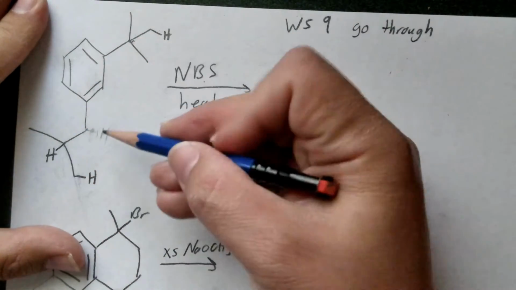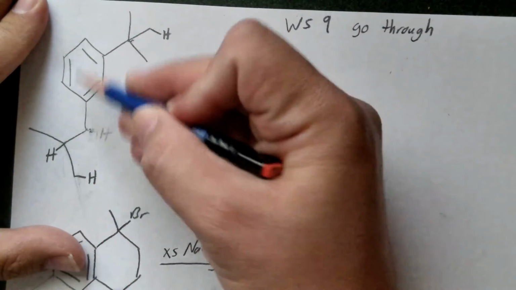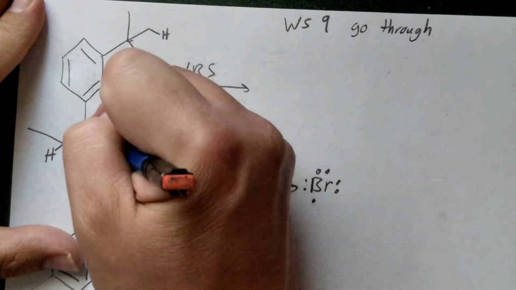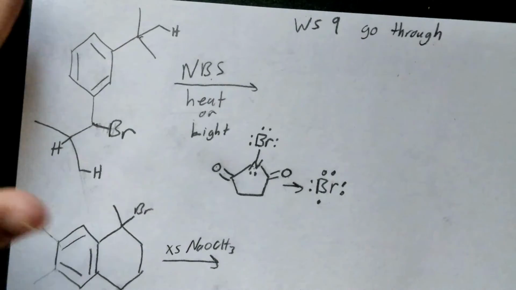So whatever route, the radical intermediate that we form at this carbon, because of the stabilization due to the benzene ring, eventually that radical runs into a bromine atom, and the bromine ends up there.